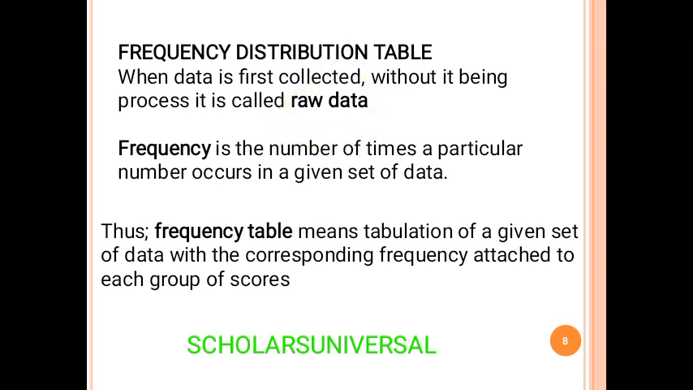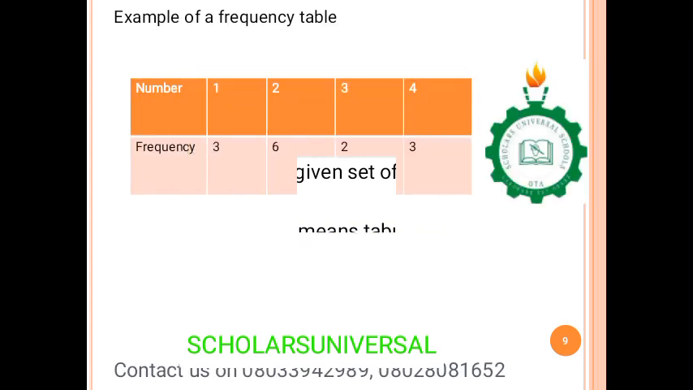When we talk of frequency, it is the number of times a particular number occurs in a given set of data. The number of times it occurs, the number of occurrences, we refer to it as frequency. We also have a frequency table. When you tabulate your given set of data, it corresponds the frequency to the score and so on. So we refer to it as frequency table.